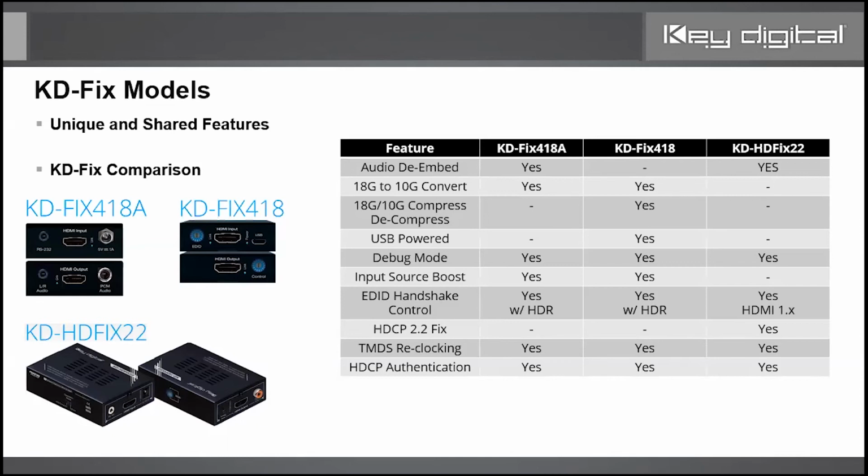And what do these products give us? Well, if you read the nomenclature out, you'll see that the Fix 418A and 418 are a fix for 18G related problems, connectivity issues. Same with the Fix 418, but the A version adds audio de-embedding, which is often needed now because more and more sources just give you an HDMI connection. How do you break the audio out? Audio de-embed is available on the Fix 418A and the Fix 22, which was a fixer for HDCP 2.2 related problems. 18G to 10G down convert. It's not the 4K to 1080p down convert, but it is a bandwidth reduction we will show you.